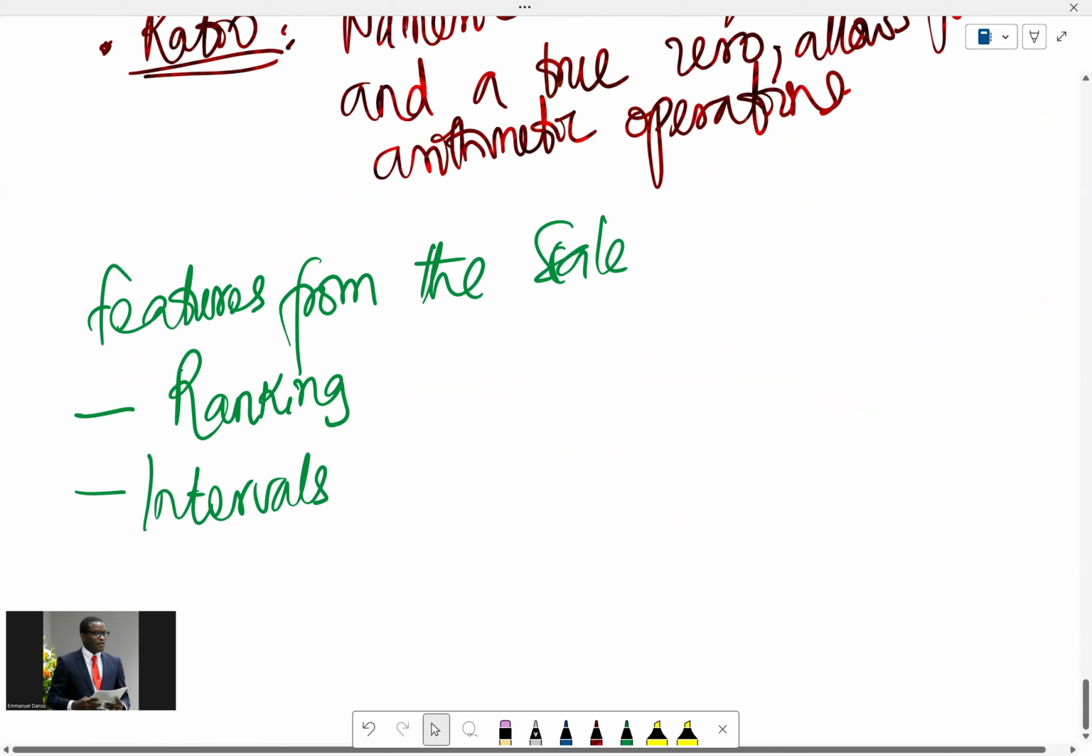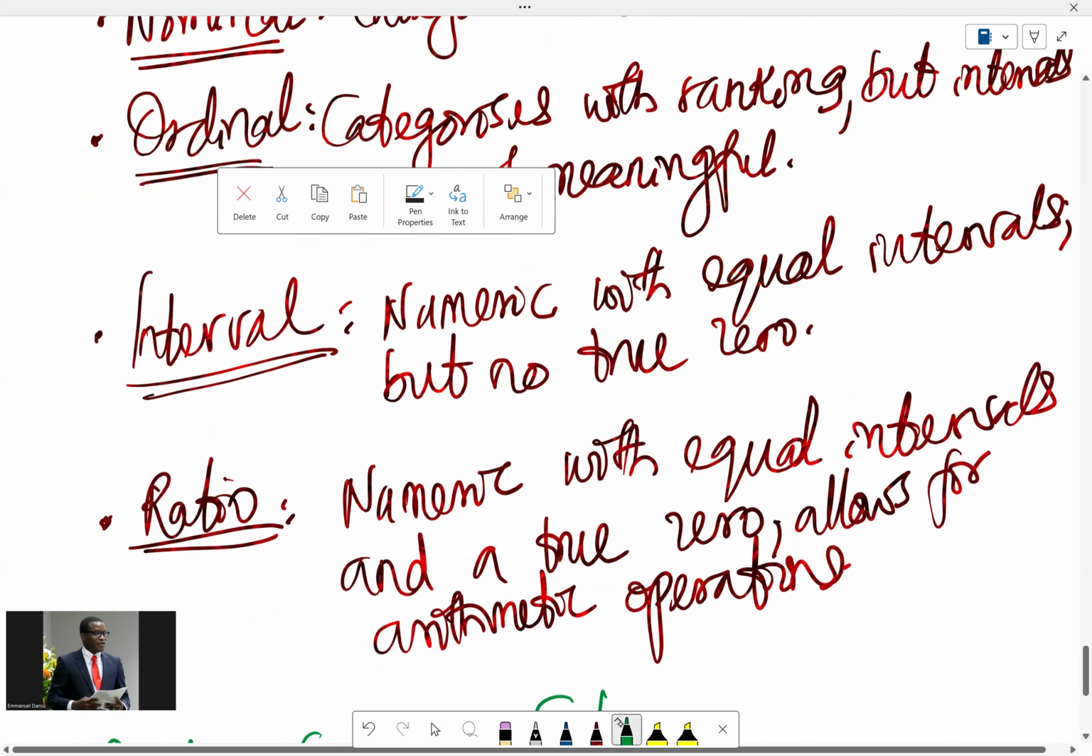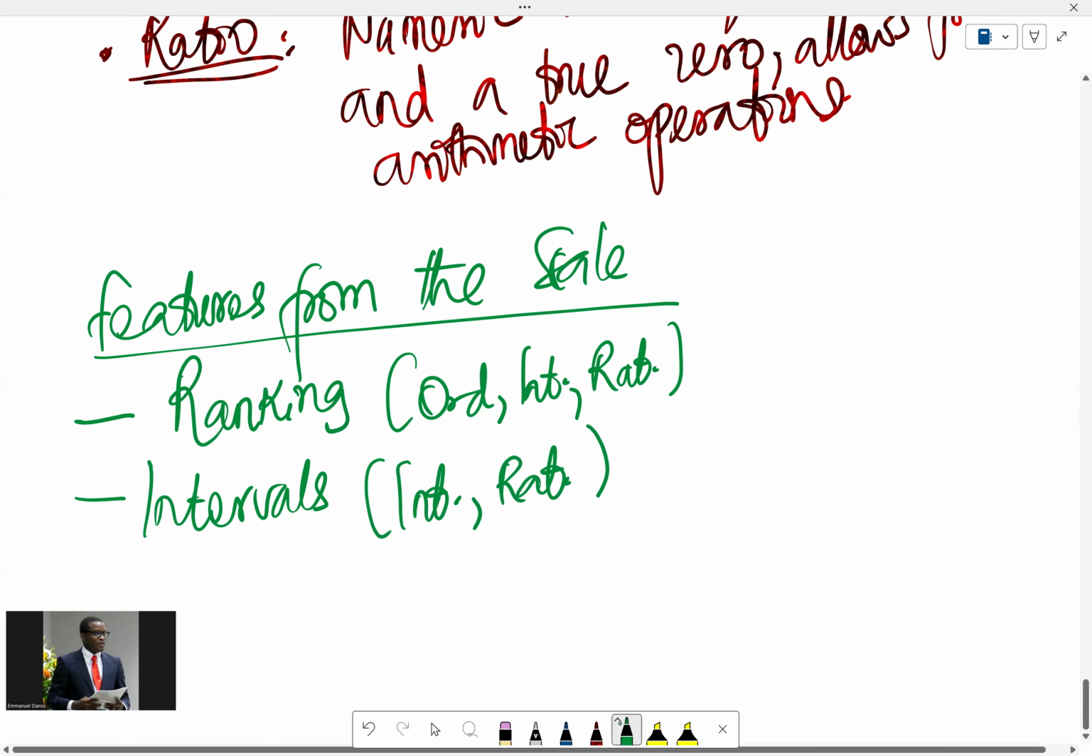Features from the scale, right? So for ranking, nominal does not rank. Ordinal, interval, and ratio have ranking. So for intervals, only interval and ratio actually have meaningful intervals.